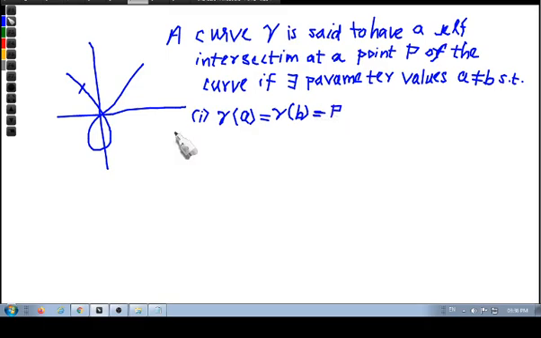So at two different instances a and b, the curve reaches the same point. Like this. At two different instances, the curve reaches the origin. And 2.